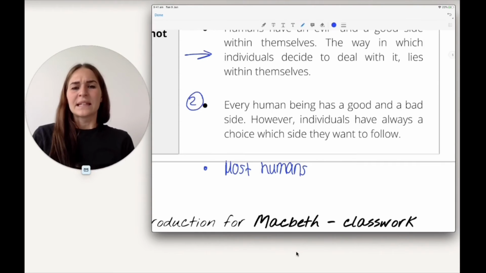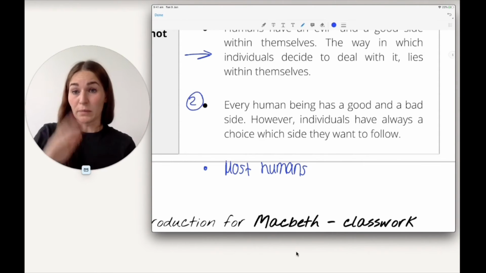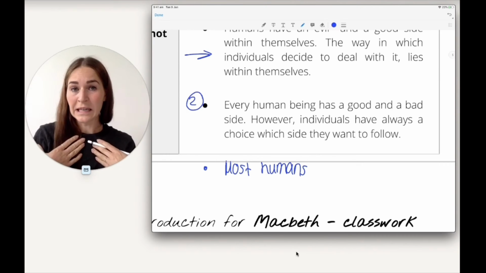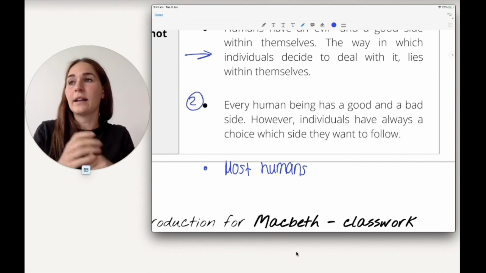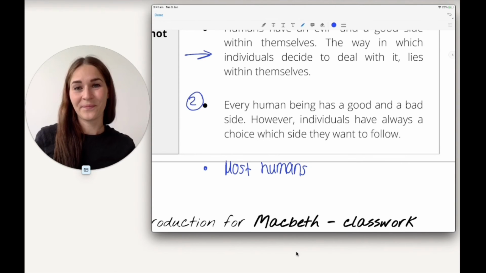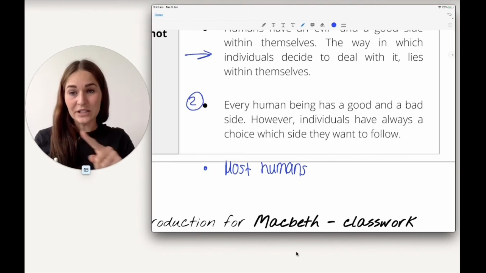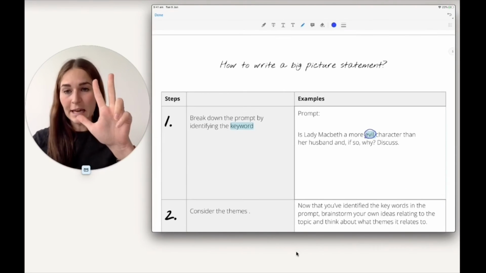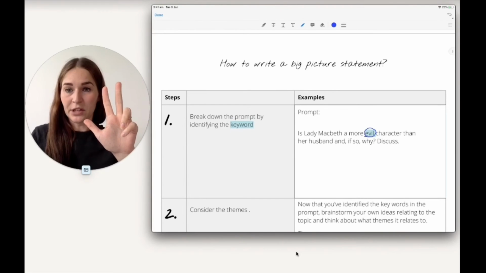Now, this big picture statement applies to Macbeth and to Lady Macbeth, but it also applies to me, and it applies to you, and it applies to every human being in this world. Okay? And this can help you with how to write a big picture statement. Okay, let's go through it again one more time quickly. So we have 3 steps for how we can write a big picture statement.